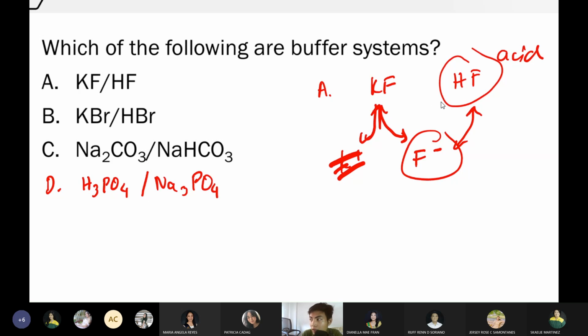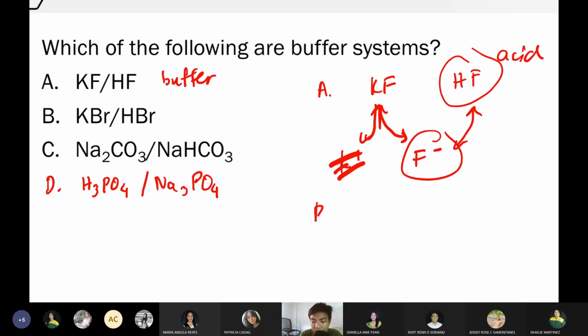Bakit? Kasi, ano ba yung relationship ng dalawang yun? Yung conjugate base, that is just one hydrogen less than your acid. So, isang H lang yung nabaklas sa kanya. So, that means kung ito yung acid, ito yung formula ng conjugate base, F minus lang. So since you have an acid and a conjugate base, then you have a buffer solution for letter A. So that's a buffer system.